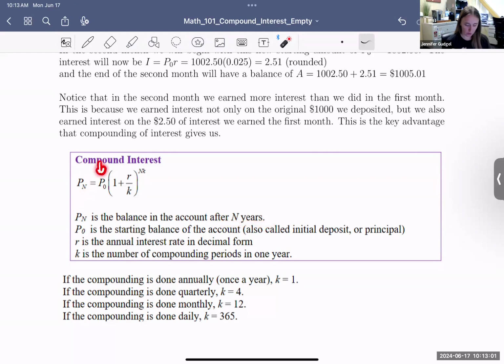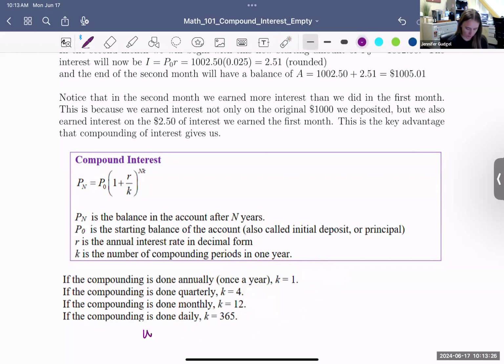We have our initial amount. And then we have a big set of parentheses where we have one plus the annual rate over K, the number of times that you're compounding. So with a monthly compound, that's 12 times in a year. Quarterly is 4 times in a year. That's what we're seeing down here. Daily, 365. All right, annually, once a year.